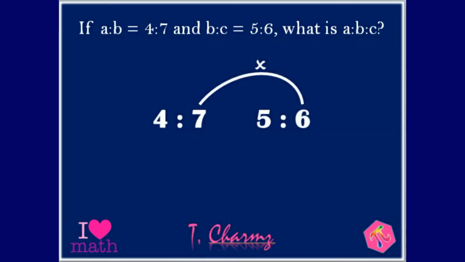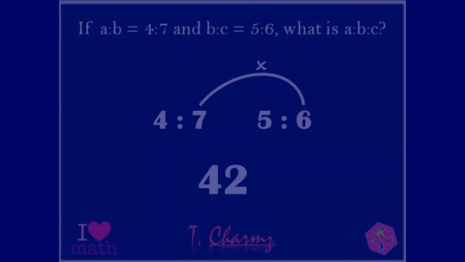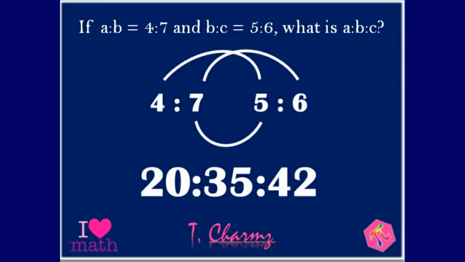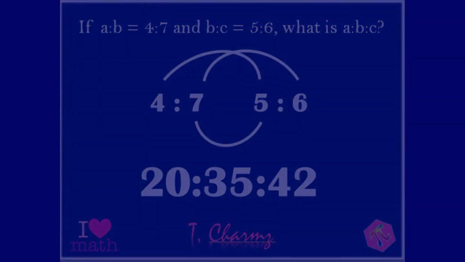Lastly, you have to multiply the second terms. 7 times 6 is equal to 42. We have to combine them. 4 times 5 is equal to 20. 7 times 5 is 35. 7 times 6 is 42. So the answer is 20 is to 35 is to 42.